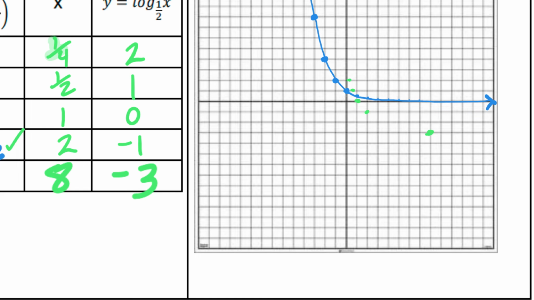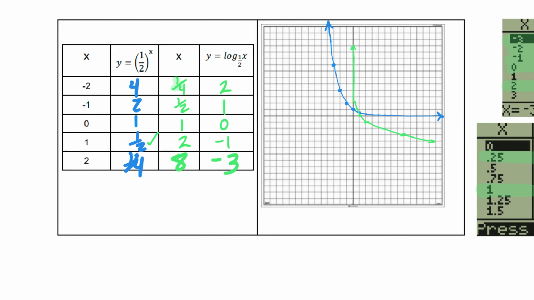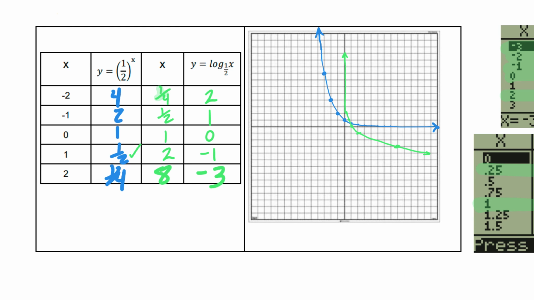Which is here. So these functions are reflected across the y equals x. Don't worry about the fact that they're crossing each other. That has nothing to do with anything. They can do that. So once I've graphed this, now I have my logarithmic function.